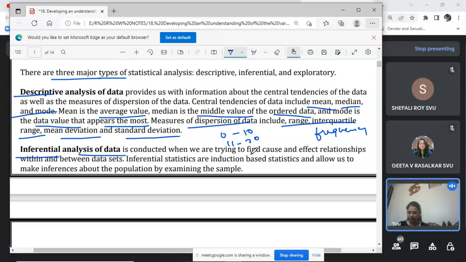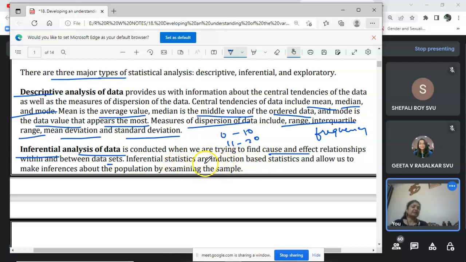Okay. Now, inferential analysis of data is conducted when we are trying to find cause and effect relationships within the data set. When we find out that this is the data and this is the cause and this is the effect, this is the problem and this is its effect, and then we create an analysis for that, that is called inferential.